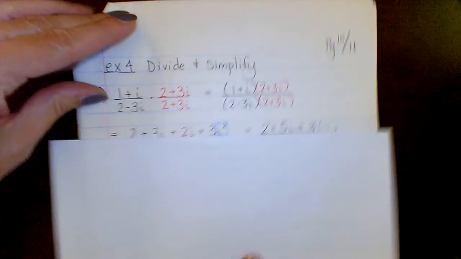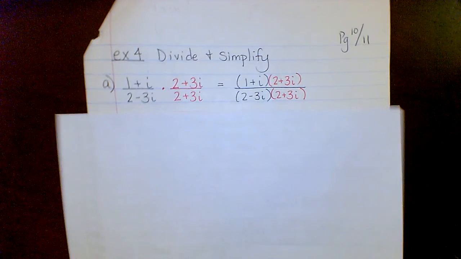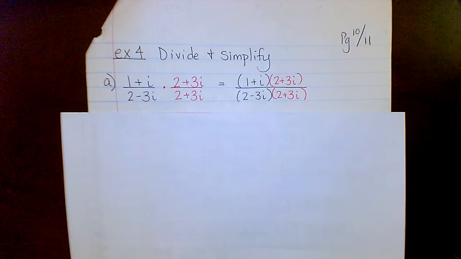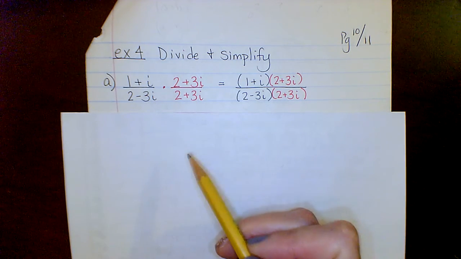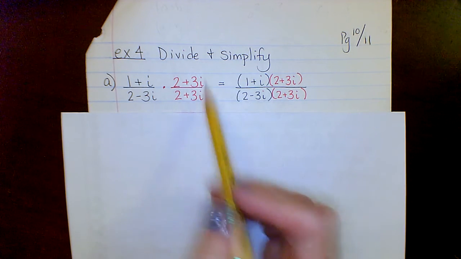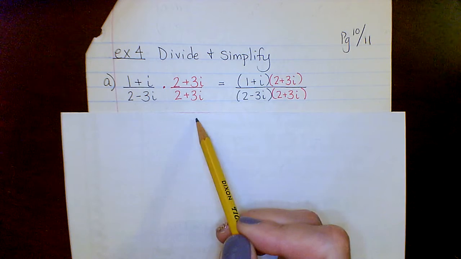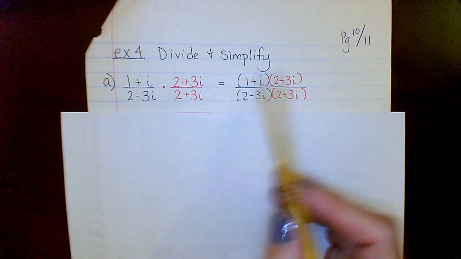So if we have to divide, I'm going to multiply the top and bottom by the conjugate of the denominator. So multiplying by the conjugate of the denominator on the top and bottom, remember that's just multiplying by 1. So here's what it's going to look like.